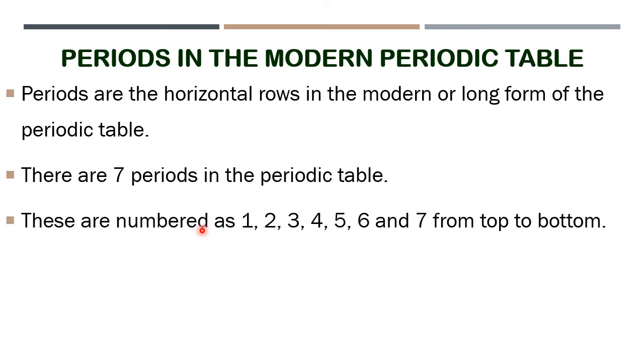These are numbered as 1, 2, 3, 4, 5, 6 and 7 using the Hindu-Arabic numerals. Once again, recall that earlier groups were designated using Roman numerals, but the periods were designated using Hindu-Arabic. But today, whether it is a group or a period, both are designated using the Hindu-Arabic numerals, or numbers.